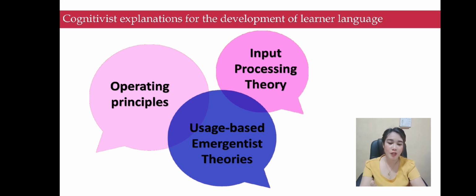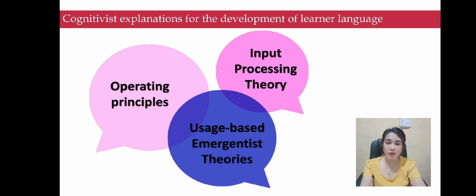First, the primacy of meaning principle. Second, the availability of resources principle. Third, the first noun principle. And fourth, the sentence location principle.